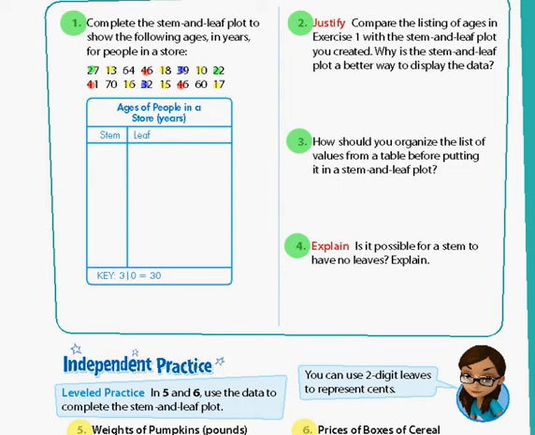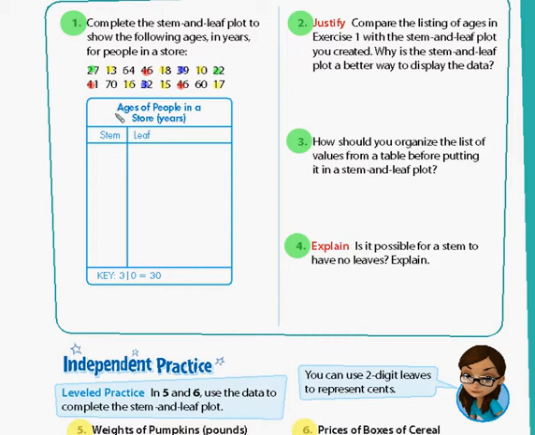Okay, we're still talking about stem and leaf plots, and on the guided practice, the first question we have is: complete the stem and leaf plot to show the following ages and years for people in the store. Okay, and it already kind of drew the table out for us. The title of it is Ages of People in the Store.